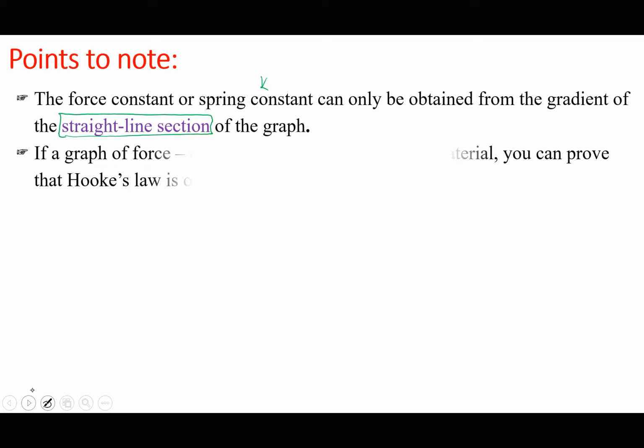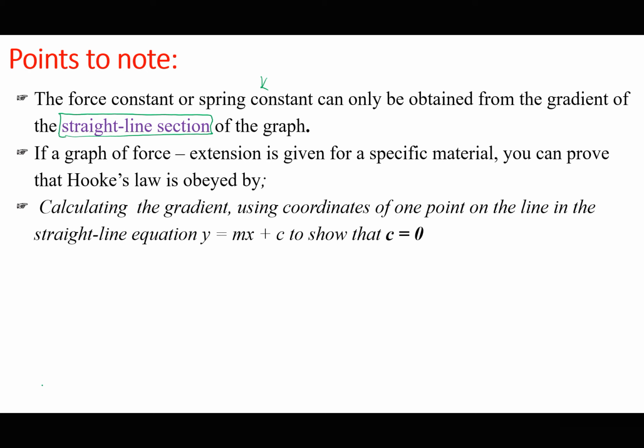Number two, in case the graph of force against extension is given for a specific material, we can sometimes prove if Hooke's law is obeyed by checking if there is no y-intercept. Because if there is no y-intercept, it means the graph goes through the origin. When x is 0, F is 0. Then calculating the gradient using coordinates of one point on the line and putting it in the equation y is equal to mx plus c, we should be able to see that the y-intercept is 0. If the y-intercept is 0, it means F is perfectly directly proportional to x.